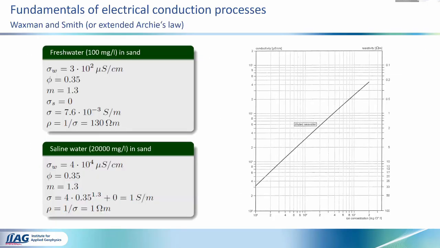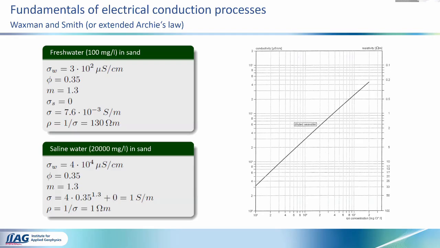Okay, now I promised an example just to give you an idea. This is the same sand. So I took a sand of a porosity of 35% and a cementation factor of 1.3. And then I put in fresh water from this graph we have been talking about, 3 times 10 to the power of 2. And if I just do the math, then I'm ending up with a bulk resistivity of 130 ohm meter. So if I have sand with fresh water, just to give you some numbers, we are typically talking about, let's say, 100 to 200 ohm meter. Then I have fresh water in sand.